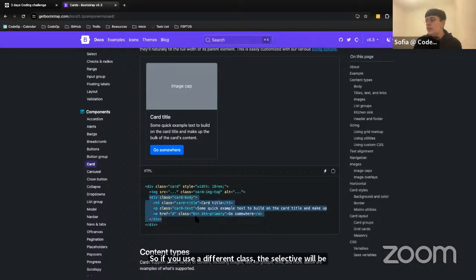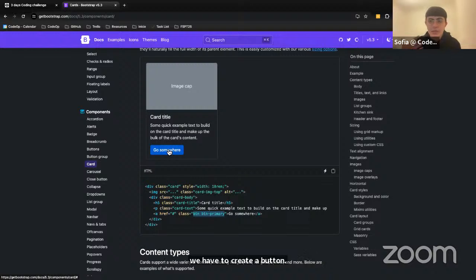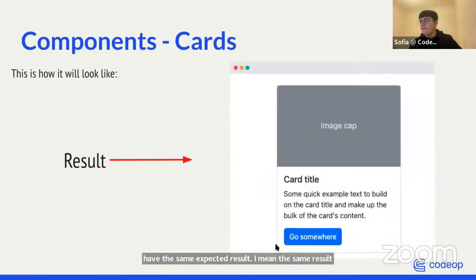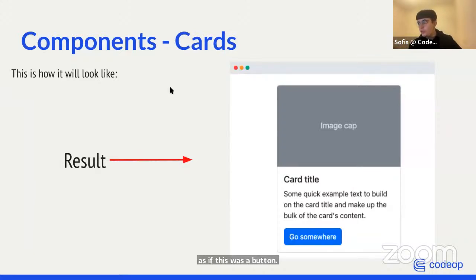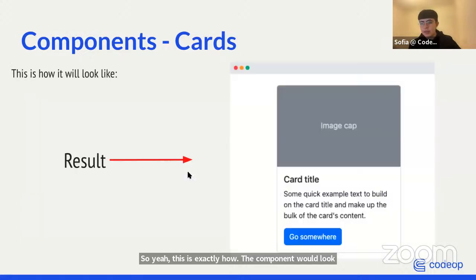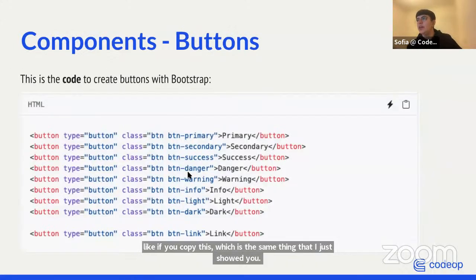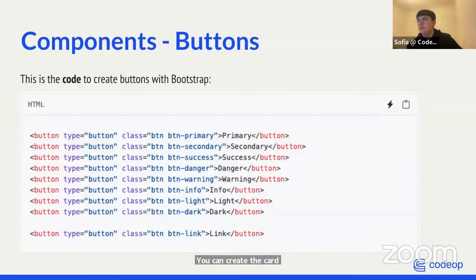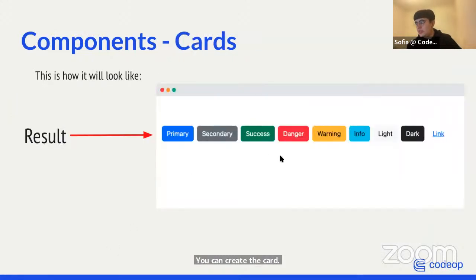And then you have yet another div here, which is the body of the card. Inside of this body, you have an H5, one paragraph, and a link. For the link, we're giving btn btn-primary, which are the classes to create a button. So even though this is a link, it will work and I will have the same result as if this was a button. This is exactly how the component would look. If you copy this, which is the same thing I just showed you, you can create the card. The buttons I already showed you as well, so this is exactly the same result.